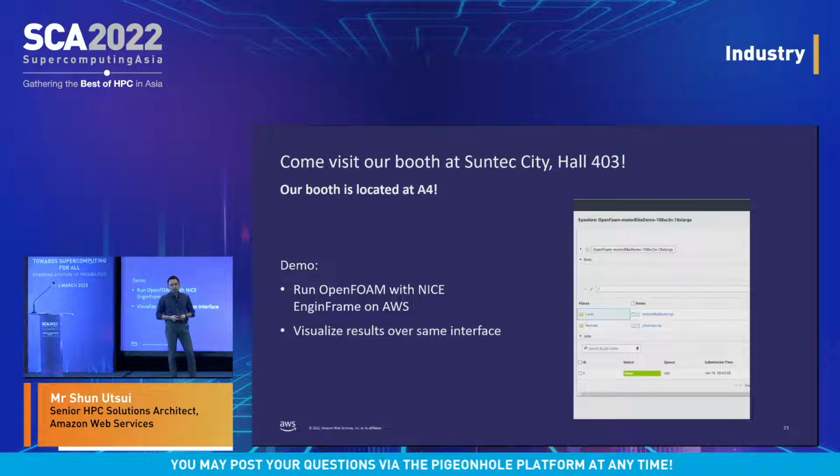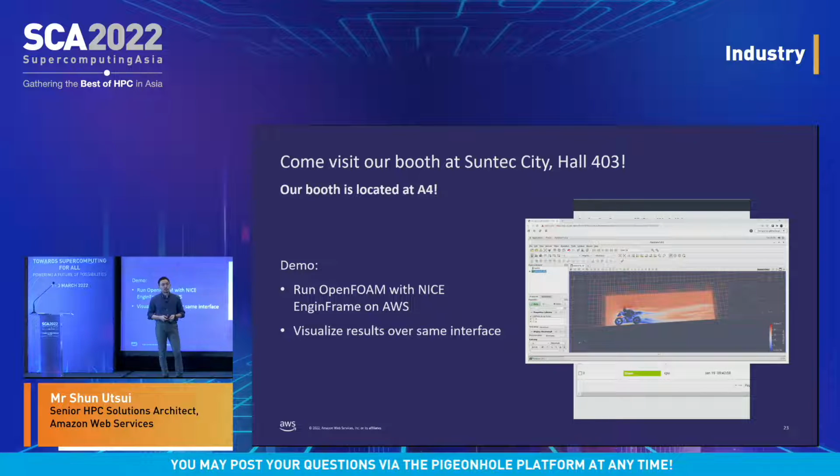Now, if you want to know more, we do have a booth here at Suntec City. If you're in Singapore and have a pass, please come visit us. We're running a demo there where we are running OpenFOAM with NICE EnginFrame on AWS. And we're also visualizing the results over the same interface. We're also showcasing another solution there with our partner Altair, where we are cloud bursting PBS Pro jobs into AWS as well, which is another way of extending your on-premise resources to AWS.